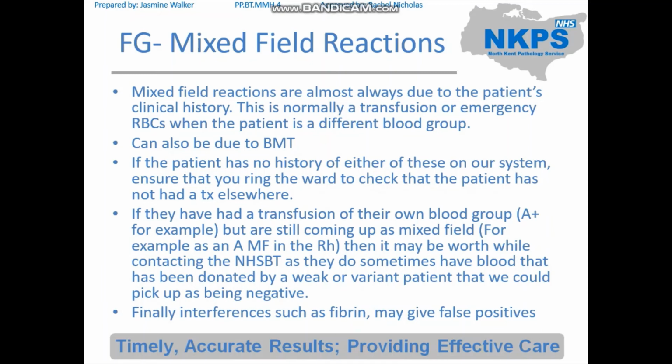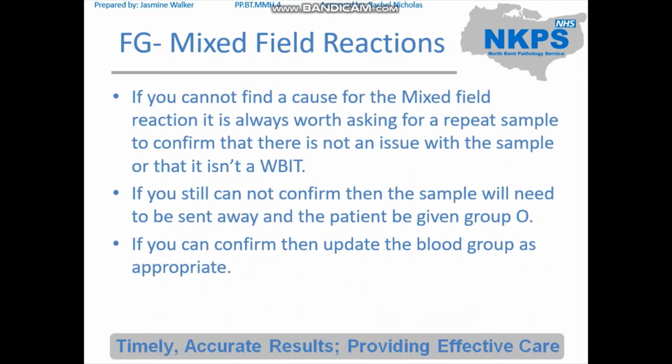Finally, remember interferences such as fibrin may give false positives or mixed field reactions, so just make sure that the sample is of good quality. If you cannot find a cause for the mixed field reaction, it's always worth asking for a repeat sample. As I said previously, sometimes you do get samples that have issues with them. And if it's not an issue with the sample, it might be a wrong blood in tube. If you still cannot confirm, then the sample would need to be sent away and the patient given group O until the blood group is confirmed.